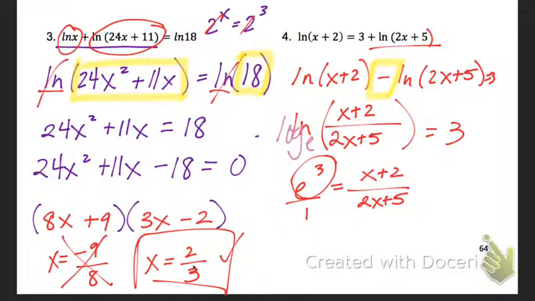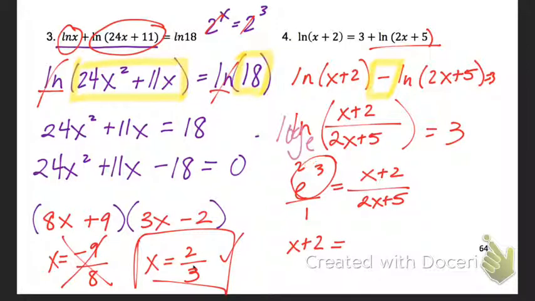x plus 2 equals 2 times x plus 5 to the third. Somebody in your calculator type in e to the third power. 20.08. So it is just a number, right? But I'm just going to call it e to the third. I'm going to leave it like it is.